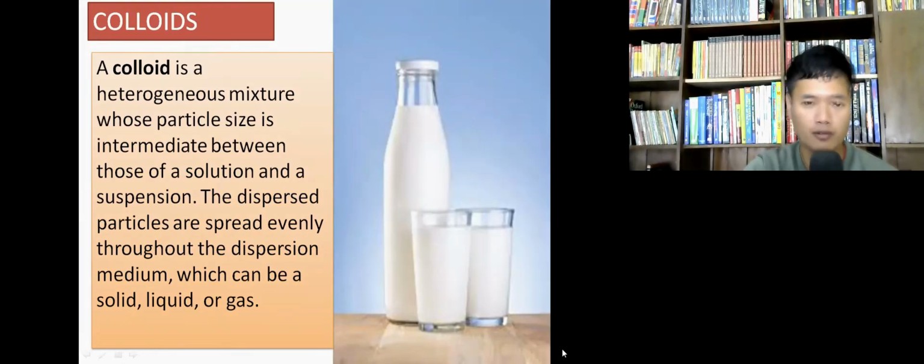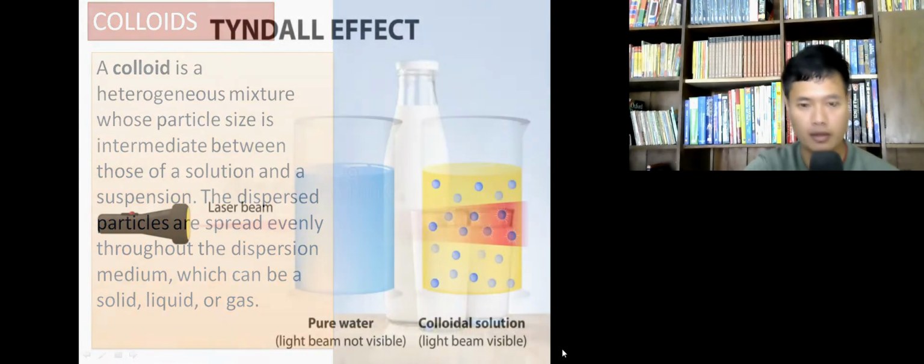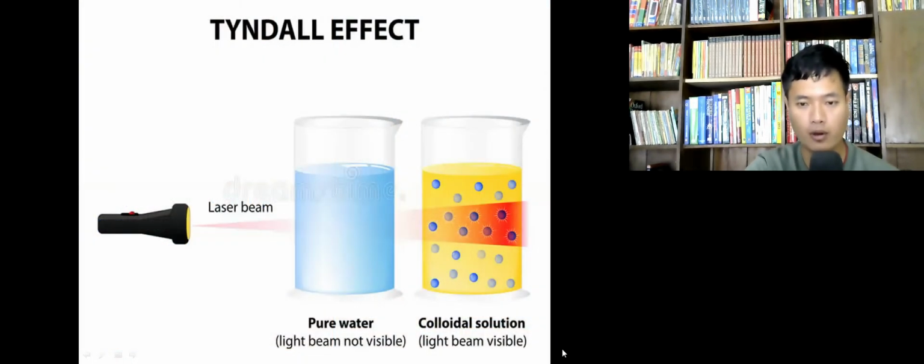This type of mixture are known as colloid. Now let us see the Tyndall effect of colloid. So when we let a light pass through a colloid and a solution, from the picture, we can see that when light passes through pure water, we cannot see the path of the light. That means the particles present are very, very small.